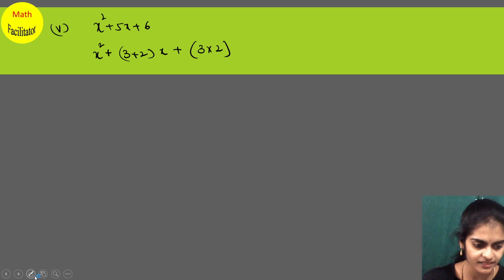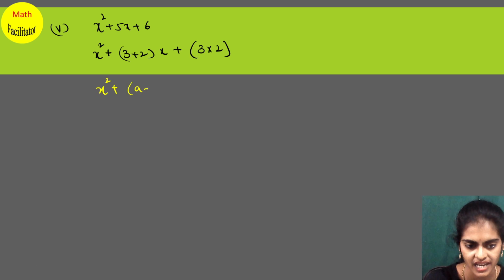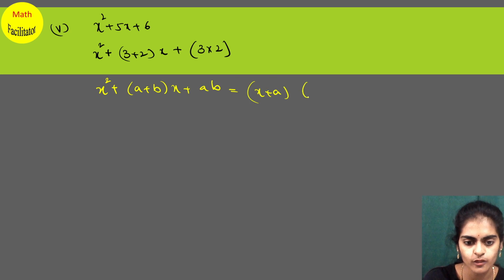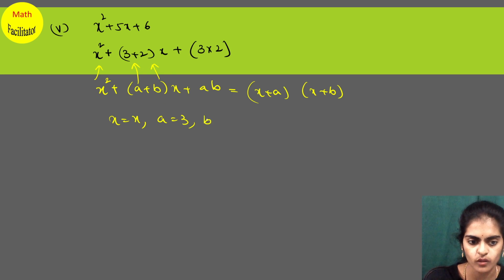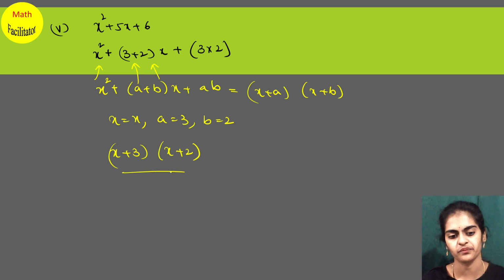Now what is the formula which you have identified here? It is x square plus (a plus b) into x plus ab. Did you identify this? So this you can write as (x plus a) into (x plus b). Now what is x, what is a, what is b? See here, in the place of x you have x only. In the place of a you have 3. In the place of b you have 2. So this is x plus 3 into x plus 2.